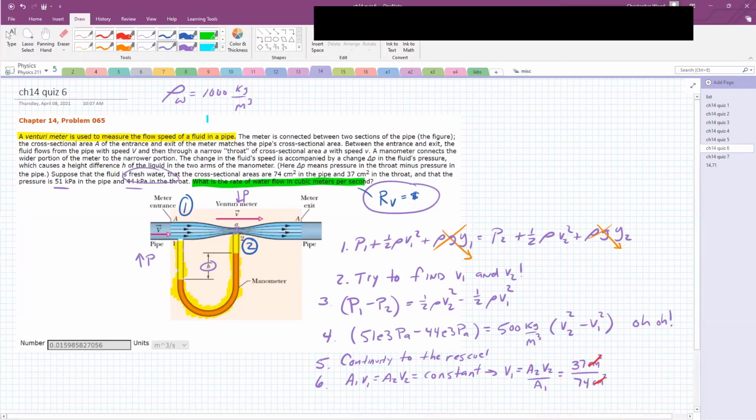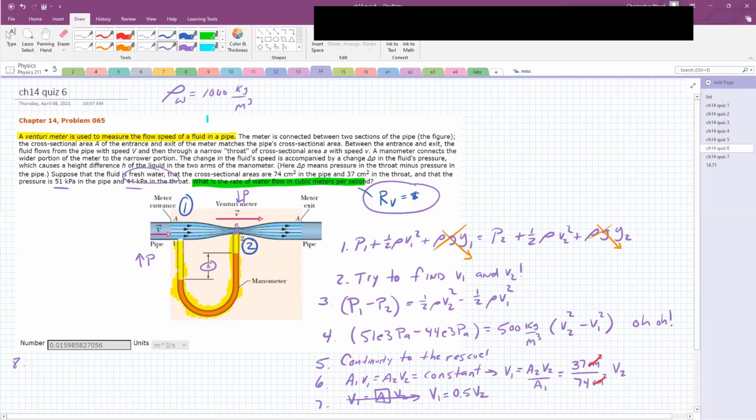So I have V2 times V2. I'm just going to say V1 equals calculator memory location A times V2. So let me get that: 37 divided by 74 is 0.5. That works out pretty well. I don't even need to store that. I'm just going to say V1 equals 0.5 V2.